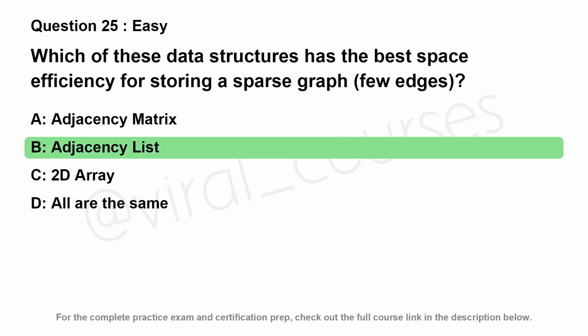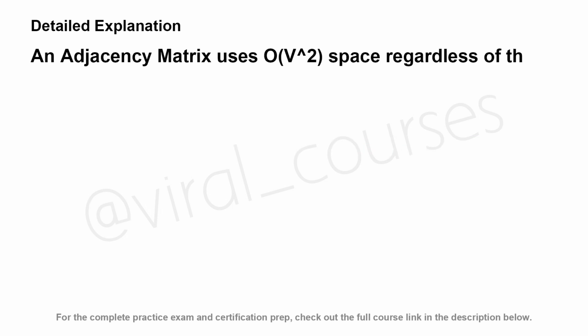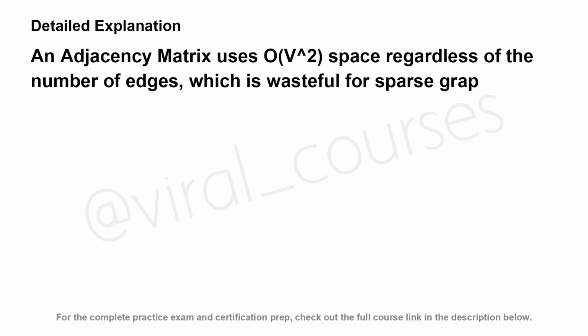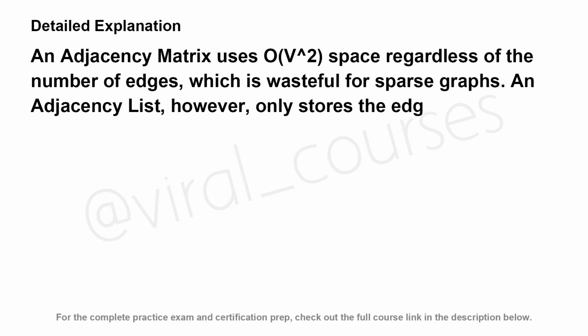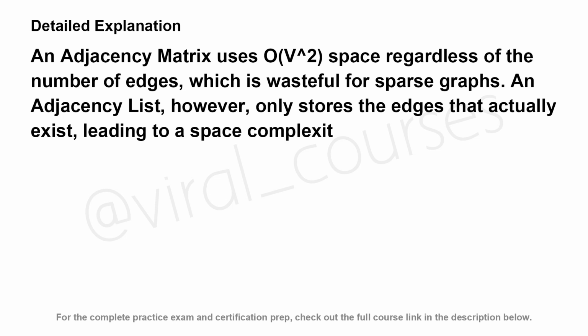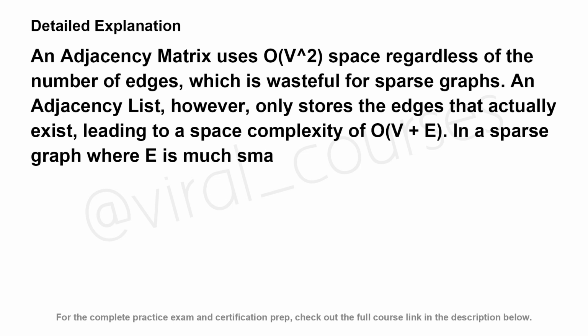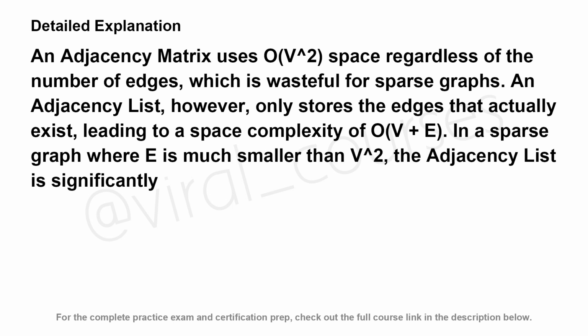The correct answer is B. An adjacency matrix uses O(V squared) space regardless of the number of edges, which is wasteful for sparse graphs. An adjacency list, however, only stores the edges that actually exist, leading to a space complexity of O(V plus E). In a sparse graph where E is much smaller than V squared, the adjacency list is significantly more space efficient.